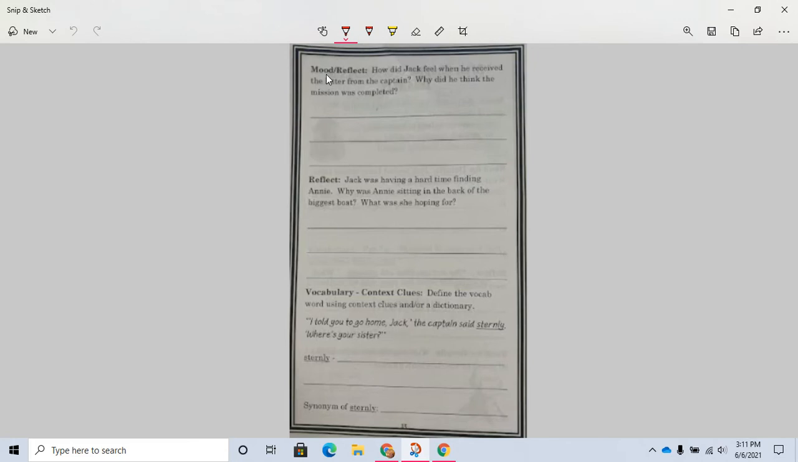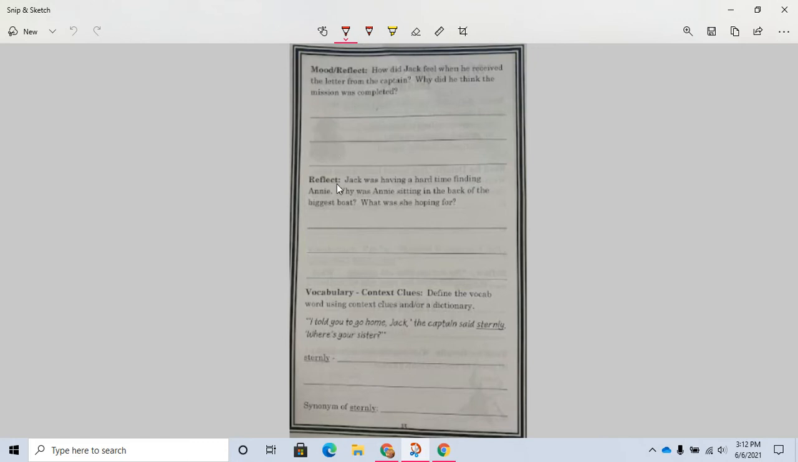Our first choice is mood reflect. How did Jack feel when he received the letter from the captain? So you'll need to go back in the book and reread the part where it talks about Jack receiving the letter from the captain and look at his words, thoughts, or actions, and then tell how Jack felt when he received the letter from the captain. You also need to answer, why did he think the mission was completed? Make sure you TTQA to answer both of these question parts on here.